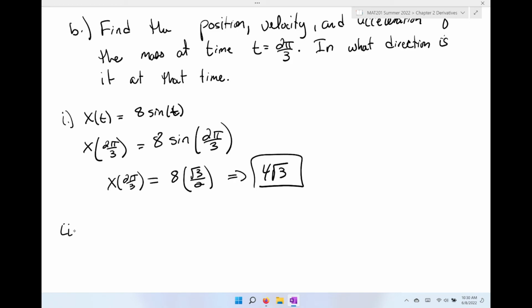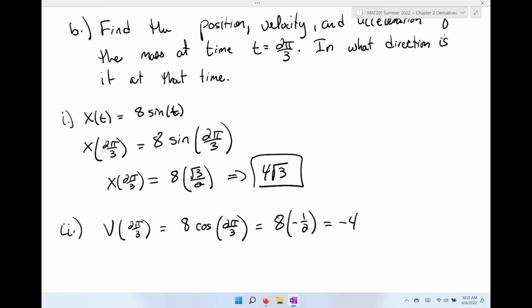Second, now we want the velocity. So the velocity at 2 pi over 3 is going to equal 8 cosine of 2 pi over 3. If you use your unit circle again, the cosine of 2 pi over 3 is negative 1/2. And when you simplify 8 times negative 1/2, you get negative 4.